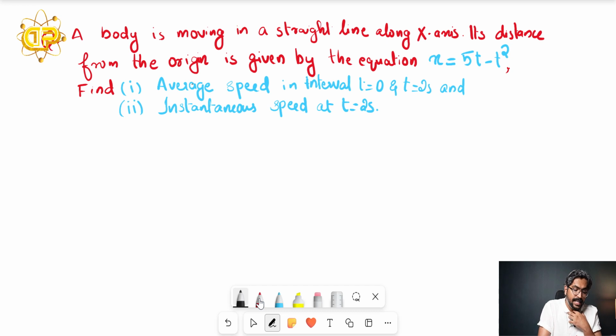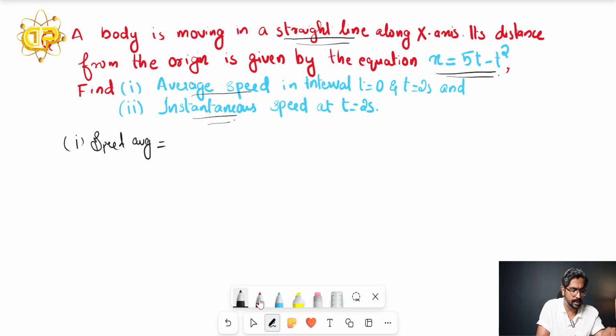A body is moving in a straight line, here along the x-axis. We need to find the average speed and instantaneous speed, and the movement is given by the equation x is equal to 5t minus t squared. So first, we take the average velocity. We know that average speed is given by the total distance by total time, so delta x by delta t. What is delta x here? Just imagine that x is equal to 5t minus t squared.